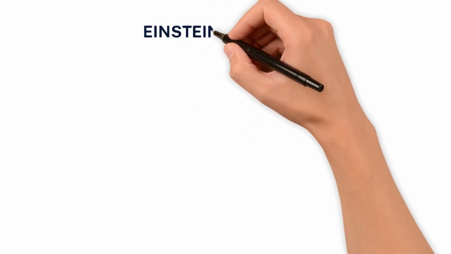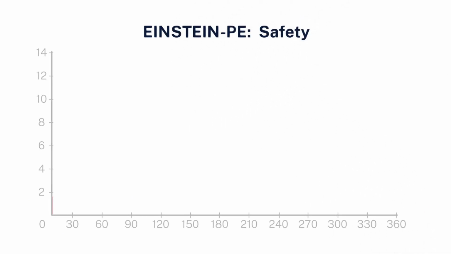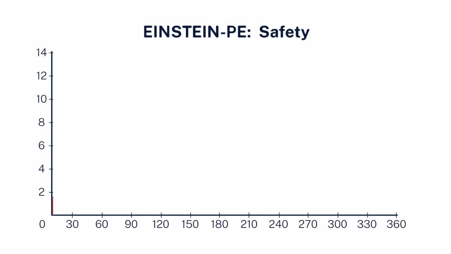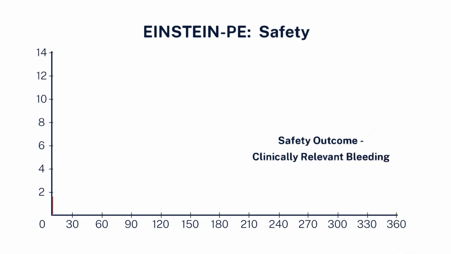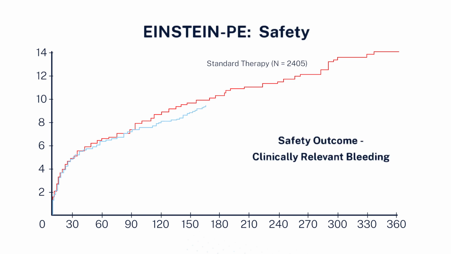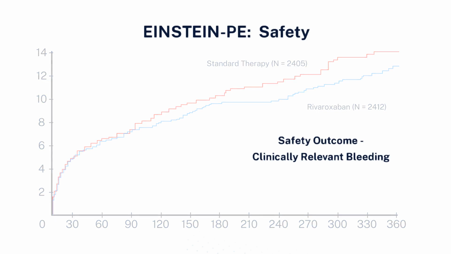The same was true in the Einstein PE study. And again, we see that same picture here where we're looking at the 360 days, looking for the incidence of major and clinically relevant non-major bleeding. And we look to see the standard therapy arm coming up here, and then the rivaroxaban arm really showing the same level of outcome events. So again, reinforcing to us this is a safe and effective therapy.